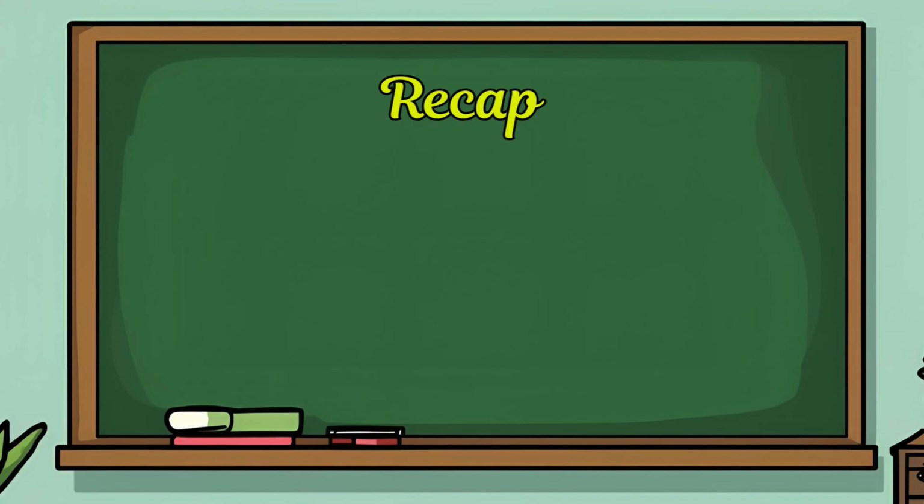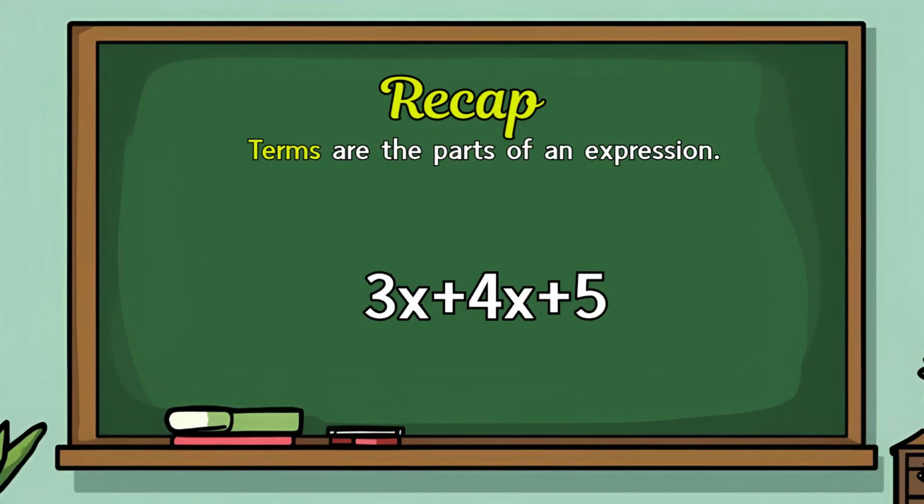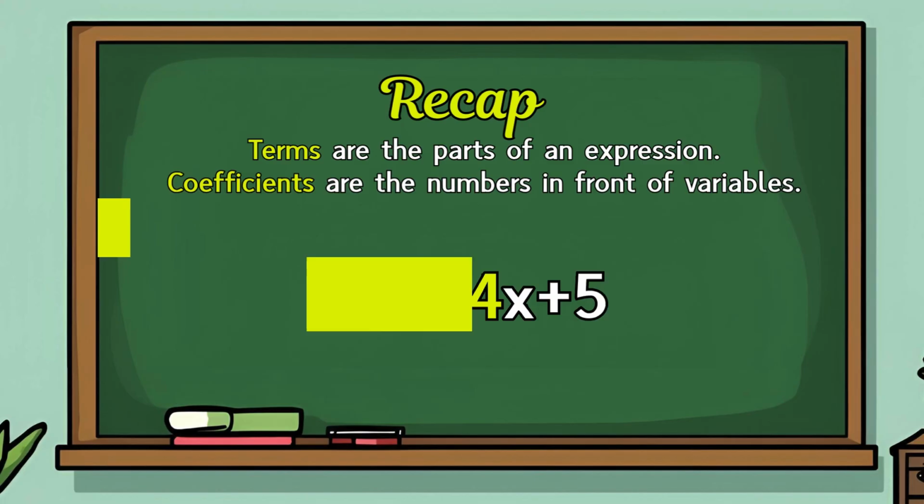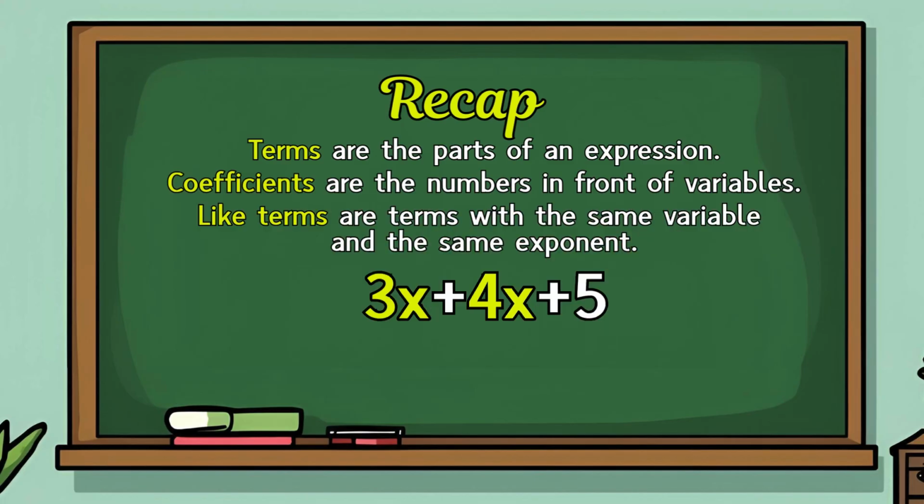So here's a quick recap. Terms are the parts of an expression. Coefficients are the numbers in front of variables. And like terms are terms with the same variable and the same exponent.